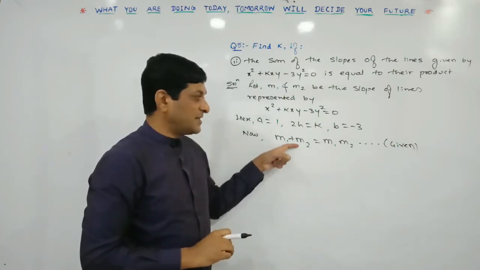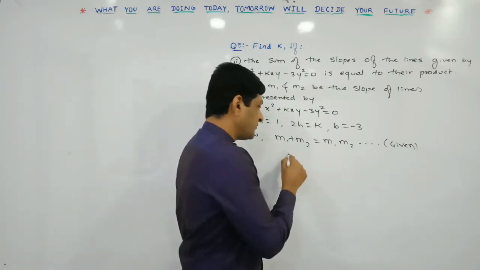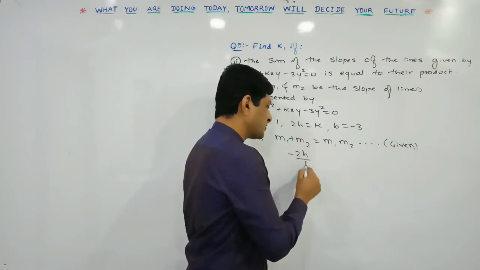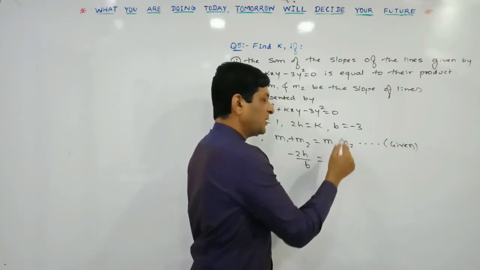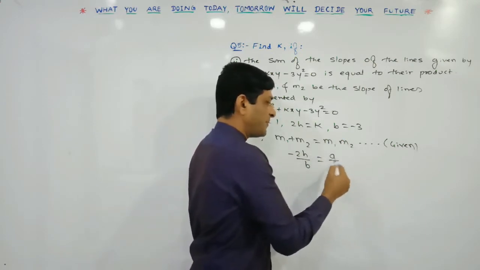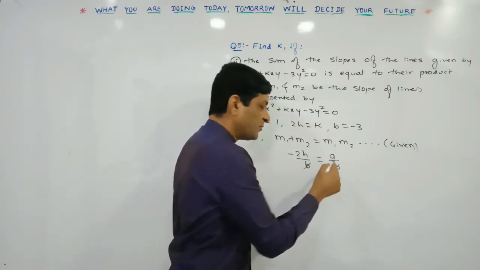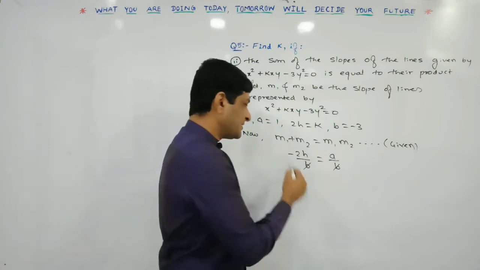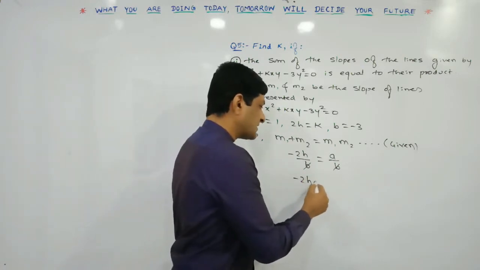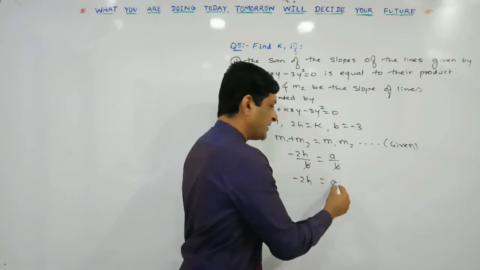So we know that m1 plus m2 is the sum of the slopes. What is the formula to find the sum of the slopes? Minus 2h upon b. And the formula for the product of the slopes is a upon b. If we observe both sides very carefully, can I say that b and b from both sides will get cancelled? After cancelling b on both sides, on this side the remaining term is minus 2h, and here the remaining term is a.